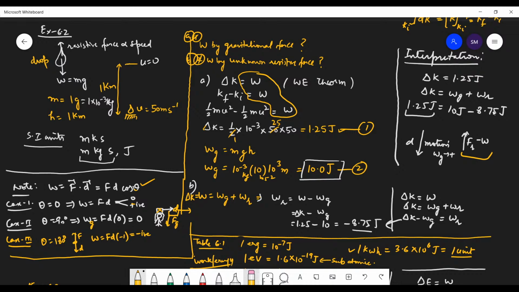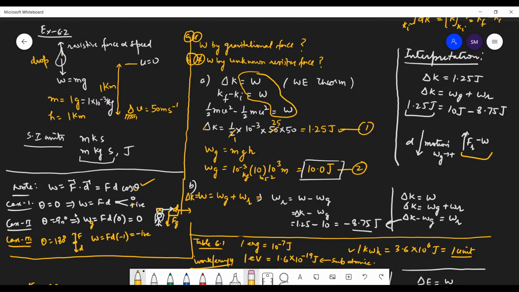Now why is the work done by the resistive force negative? Because the displacement was downward whereas the resistive force was upward, so both are in opposite directions. If the angle between the force and the displacement is 180 degrees, then cos 180 is minus 1 and the work done is negative. But for the gravitational force, the work done is positive, plus 10 joules. Why? Because both are in the same direction, downward, so the angle between the displacement and the gravitational force is 0. That is why the work done is positive, since cos 0 is 1.